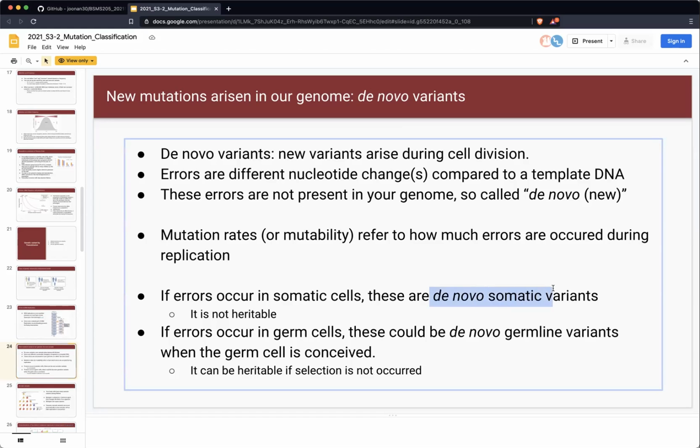If errors occur in somatic cells, we call it a de novo somatic variant. As I mentioned, this is not heritable because it happened in your body cells, so it will not be transmitted through your sperm. But if these DNA replication errors occur in germ cells, in your sperm or eggs, this could be a de novo germline variant, and that is heritable if the sperm or egg is used in fertilization.